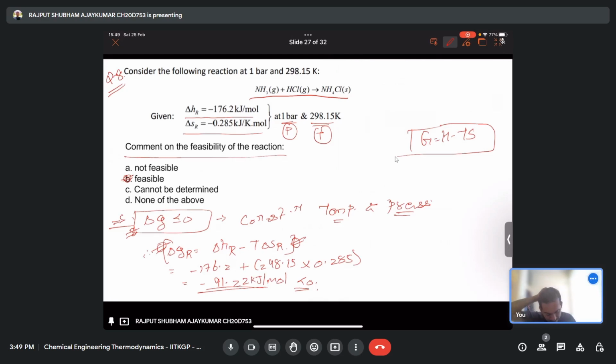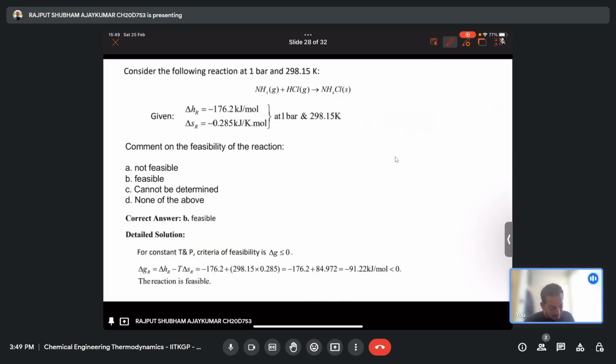Now we'll try to solve some problems similar to this, directly. So for constant temperature and pressure, the criteria is delta G less than 0. We'll just use the equation G is equal to H minus TS, like I told you. The change in Gibbs free energy for the reaction is given by delta GR equal to delta HR minus T delta SR, that is the change in enthalpy of reaction minus T times the change in entropy of reaction at constant temperature. If it's negative, less than 0, the reaction is feasible. If it's positive, greater than 0, the reaction is not feasible. You can see the value comes out to be negative, so the reaction is feasible.